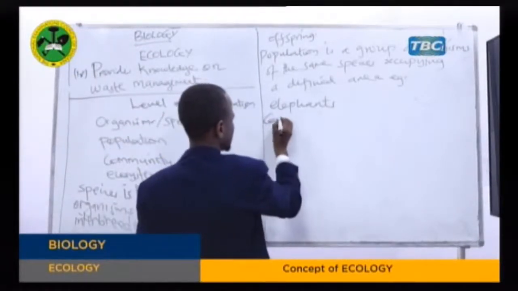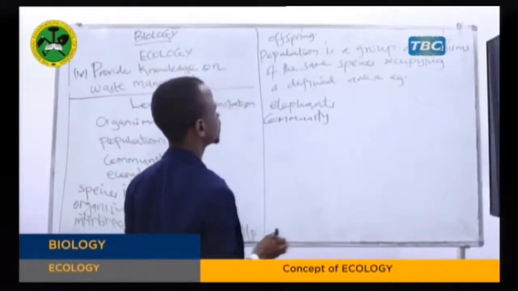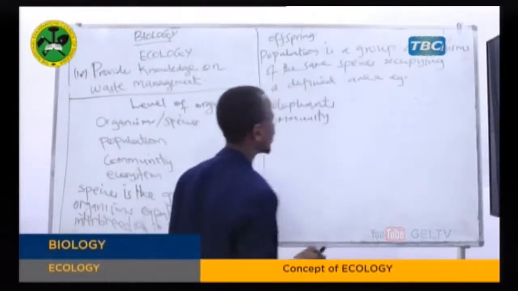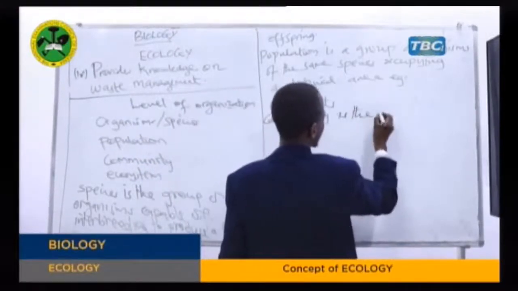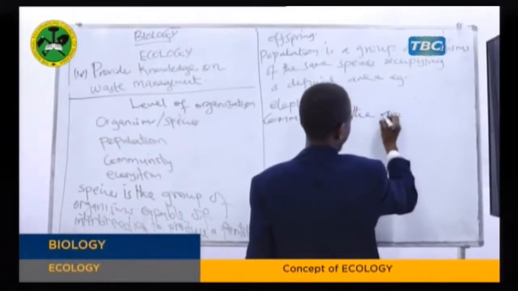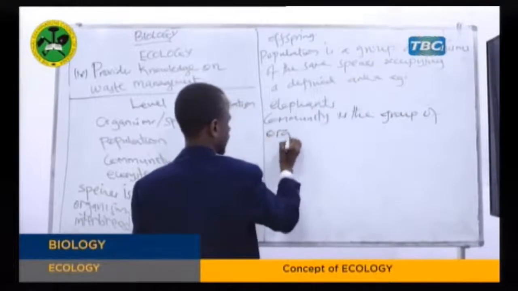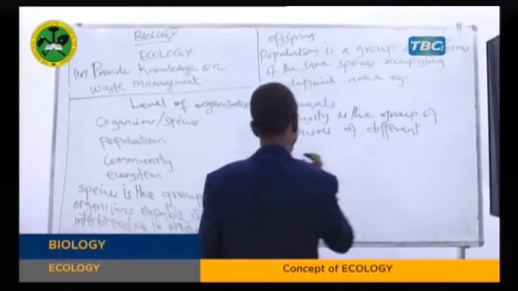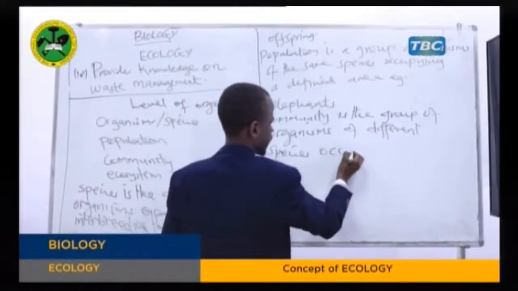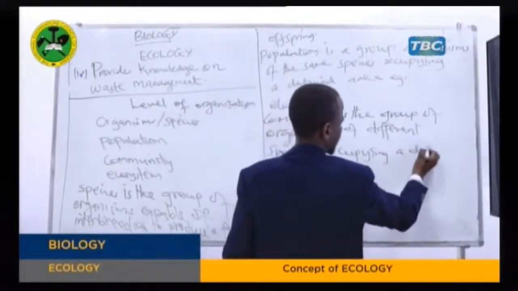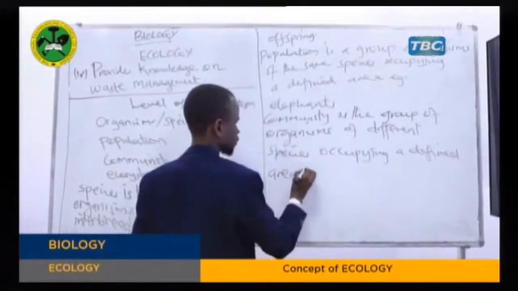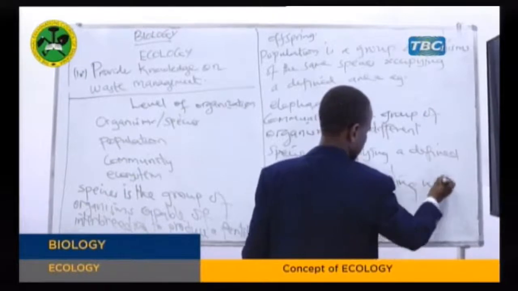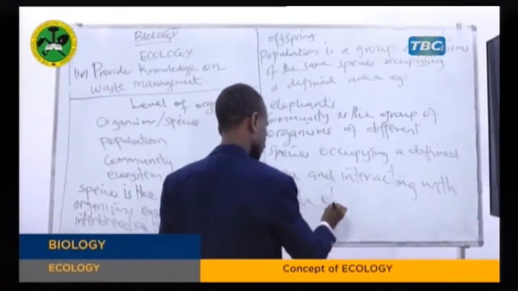Now after that, let us see community. Community is a group of organisms of different species occupying a defined area while interacting. Therefore here, we include different populations. A group of organisms of different species occupying a defined area and interacting with each other. That is a community.